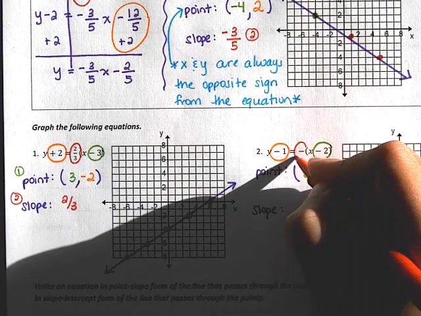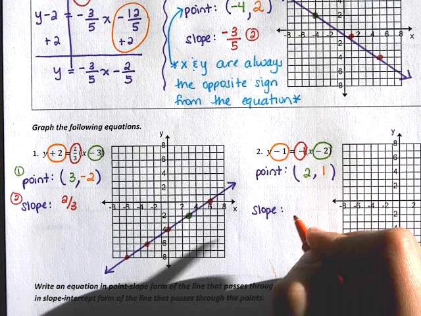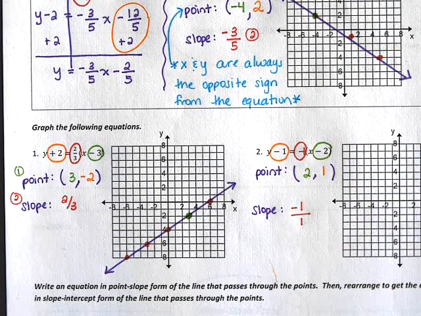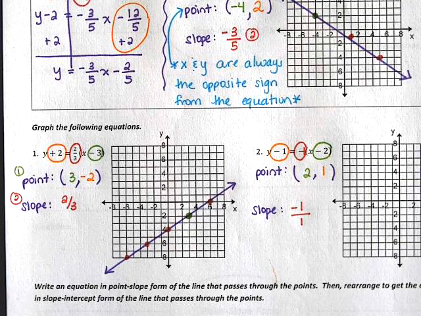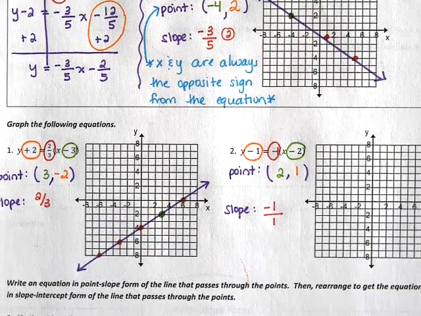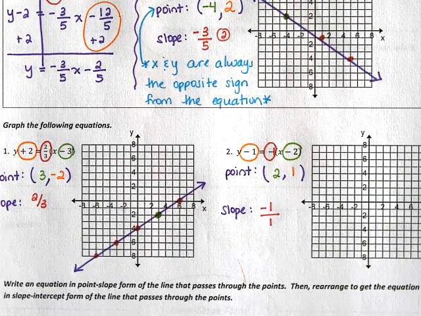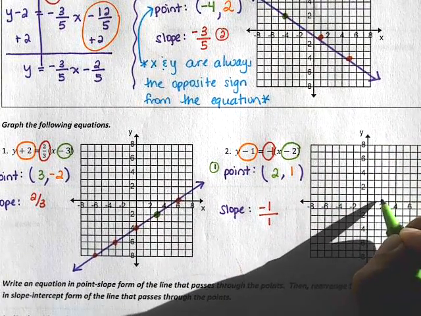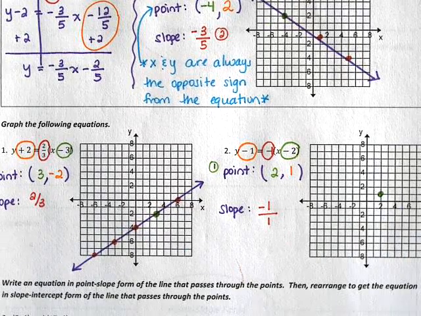And the number on the outside of the parentheses that's invisible would be a -1, which I could write as -1/1 to make graphing the slope easier. Now again, the point tells me where to start. So I'm going to start by going right 2 spaces, up to the first floor.